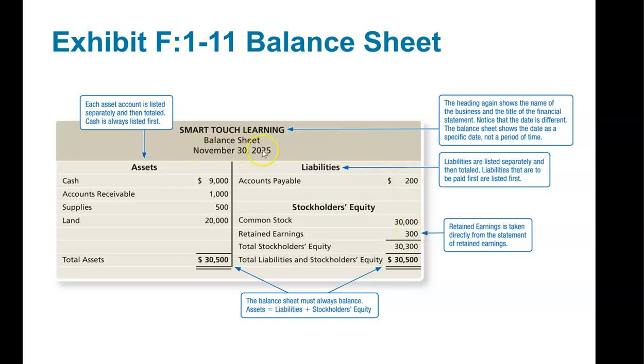The heading here says November 30th, not for the period ending or for the month of, it's just November 30th, meaning at that one pinpoint in time, a snapshot on a particular date, this is how much all our accounts are worth. Cash is $9,000, accounts receivable $1,000, so on and so forth. Okay, and the reason this is prepared third is because retained earnings, we had to calculate it so that value flows into the balance sheet.